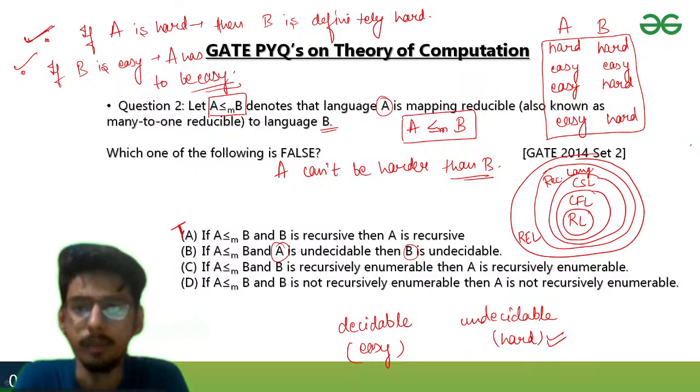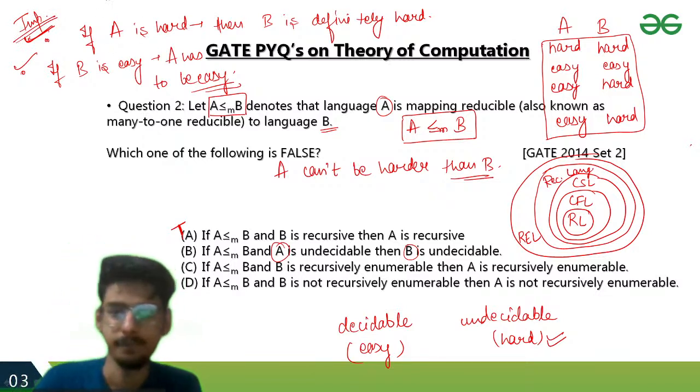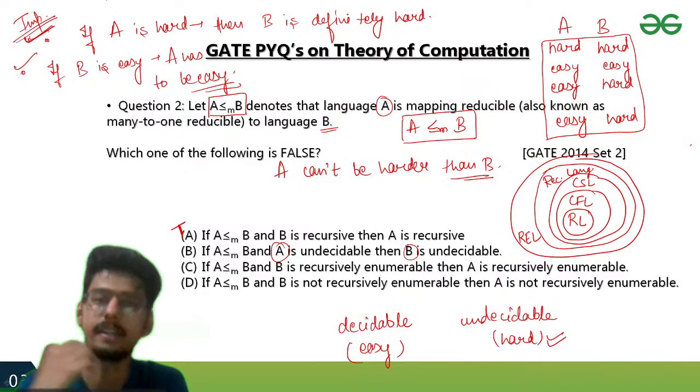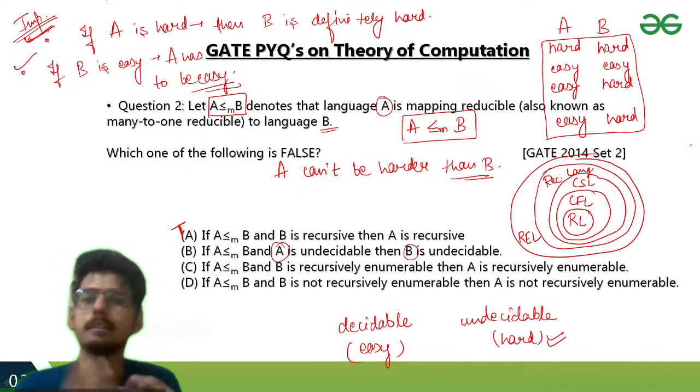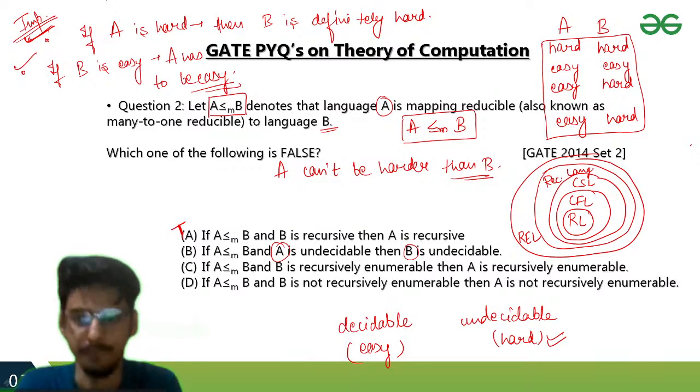I have written this point over here, this point is important, just check this out. If A is hard, then B is definitely hard. So if A is undecidable, then B will definitely be undecidable. B cannot be decidable because that will make B less hard than A, and that is not correct. So this is also true. These first two statements are true.